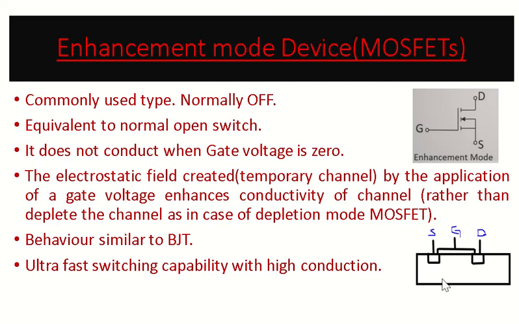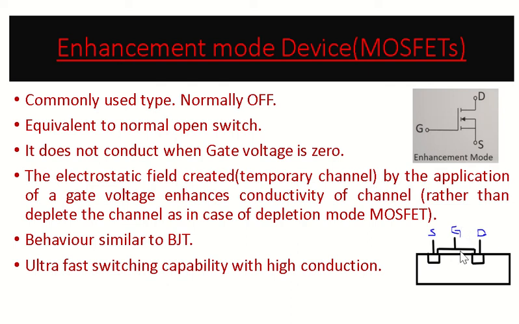Also, in this diagram, if we see, there are three terminals: source, gate and drain. The one at the bottom is the substrate, and this is an N channel. Unless and until we apply some gate voltage, this particular MOSFET won't get on. Unless we apply it, it will not turn on. That means it is normally in the off state, as I said before.